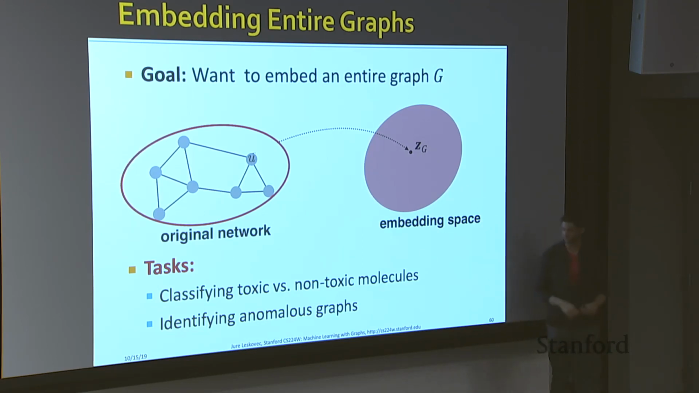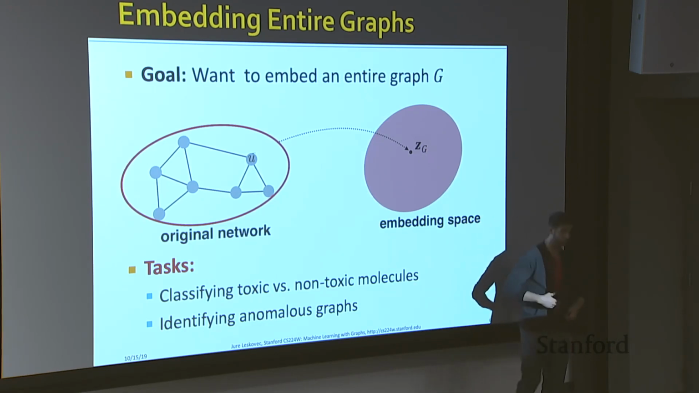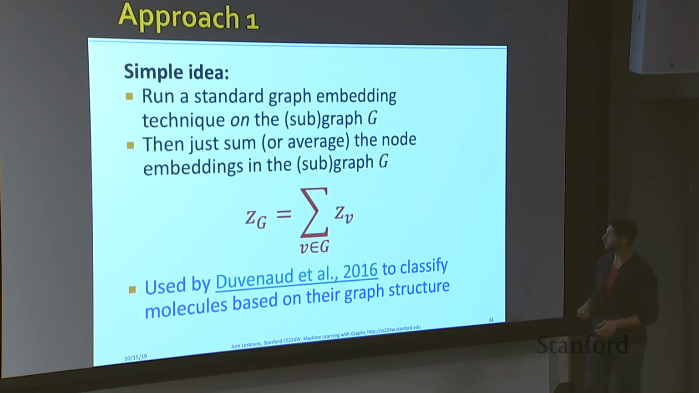You can try to identify anomalous graphs. Let's say you have a transaction graph in your bank system. Then with a single embedding, you can find out if that transaction is valid or not, and so forth. Okay, so these are the kind of tasks called graph classification tasks.